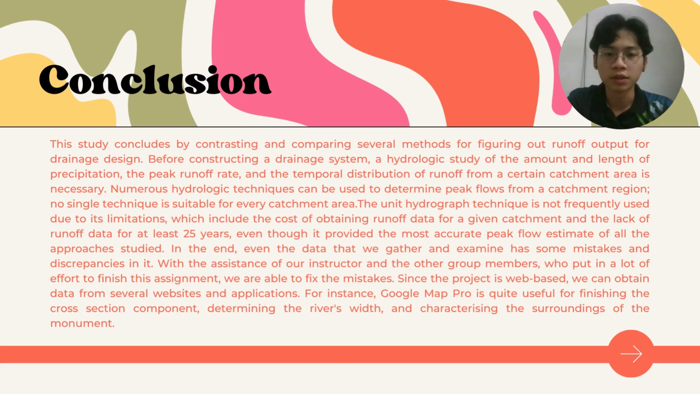In the end, even the data that we gathered and examined has some mistakes and discrepancies in it. With the assistance of our instructor and the other group members who put in a lot of effort to finish this assignment, we are able to fix the mistakes. Since the project is web-based, we can open the data from several websites and applications. For instance, Google Maps is quite useful for finishing the cross-section component, determining the river's width and the characteristics of the surroundings.